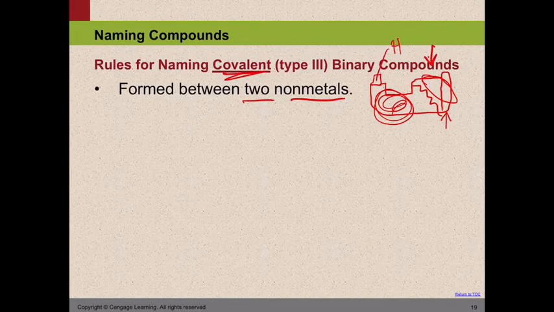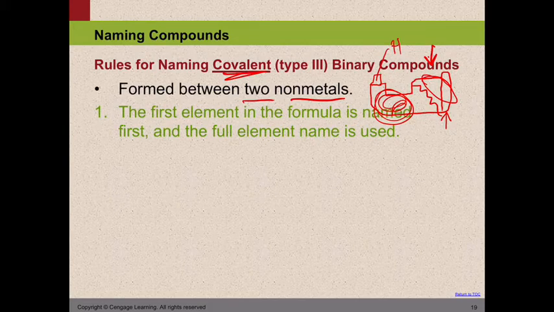Everything you're going to see today in this video and everything you're going to see on your homework assignment is going to be covalent. I'm going to tell you that right up front. So you don't have to ask, is it ionic, is it covalent? We'll talk about that in the next video. So make sure you remember they're all going to be nonmetals, and all the stuff we're going to look at today is going to be covalent, so you don't have to ask that question.